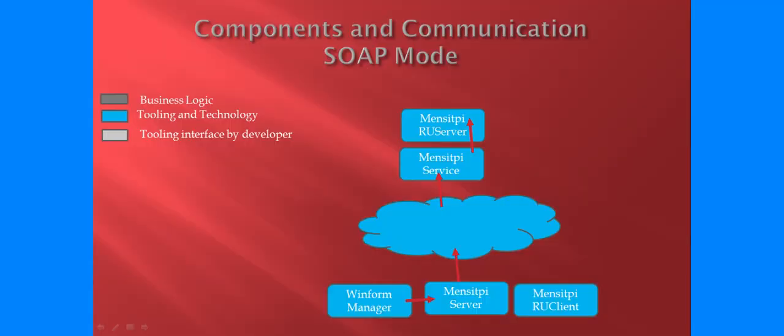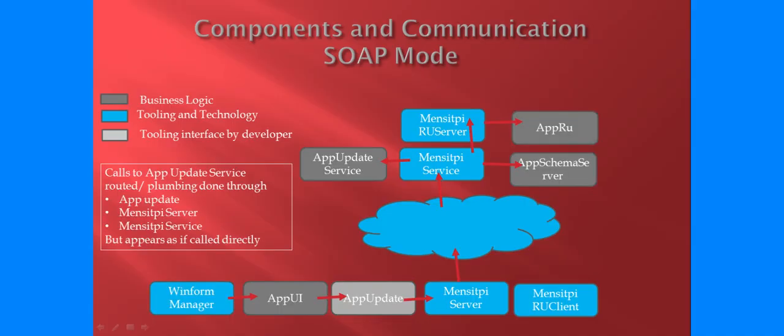When there are no plugins, Winform client communicates through MinSitP server, a proxy that handles all the technicalities of communicating with MinSitP service running in the cloud. When service communication technology changes, only the MinSitP server will undergo changes. When plugins are written, the business part is in the app UI, and the technology part is in the app update components, which will communicate with cloud service via MinSitP server client component.